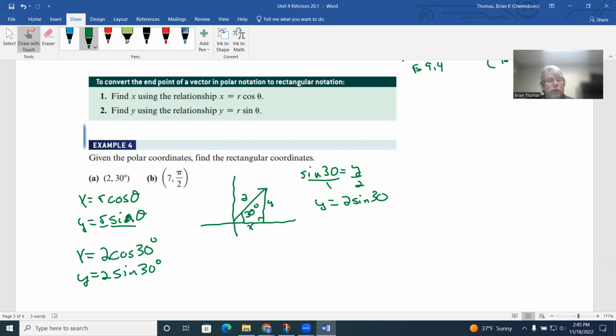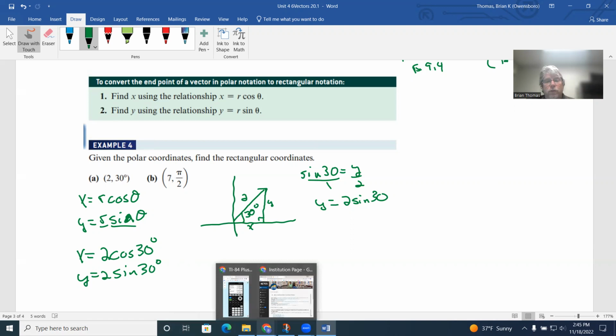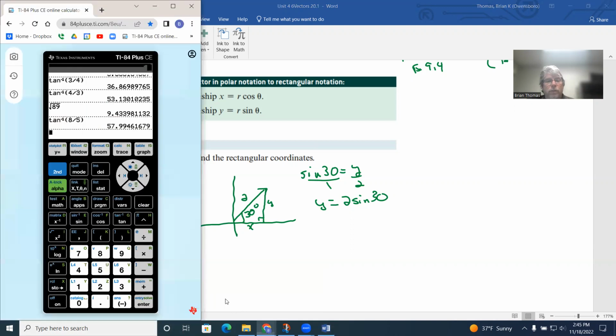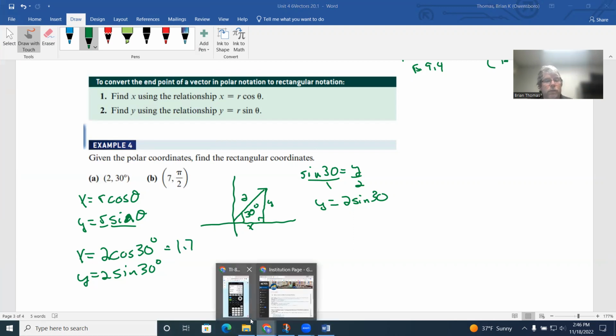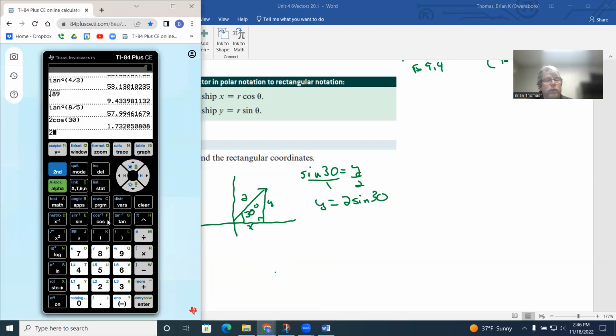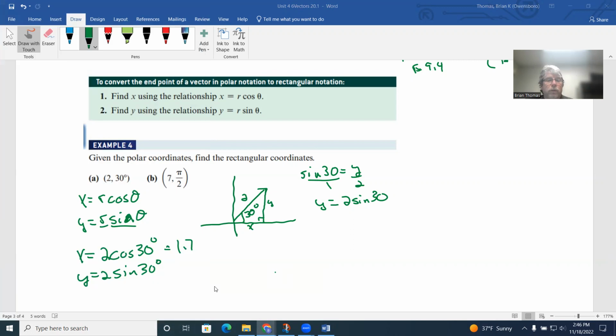So if we go ahead and calculate those out, 2 cosine of 30. Remember, my mode is already in degree measure, so this is going to be fine. It's going to be about 1.7 for our x value if I round to the tenths place. And our y value would be 2 sine of 30 degrees. And that gives me 1. So that's a nice clean one.